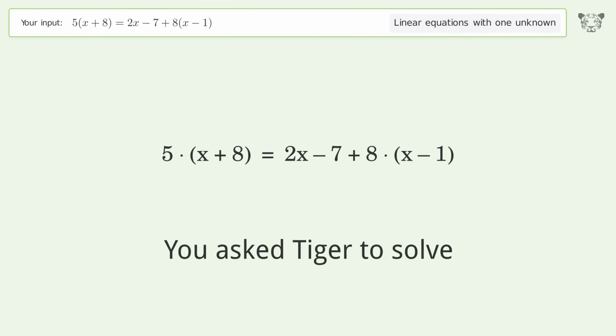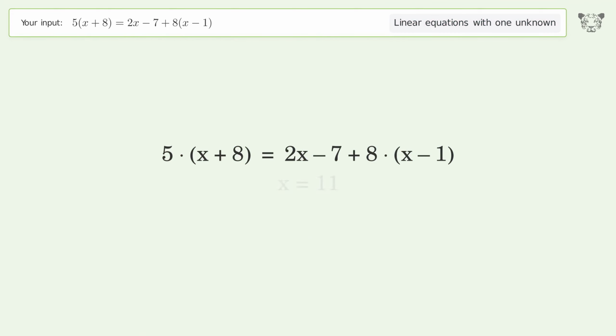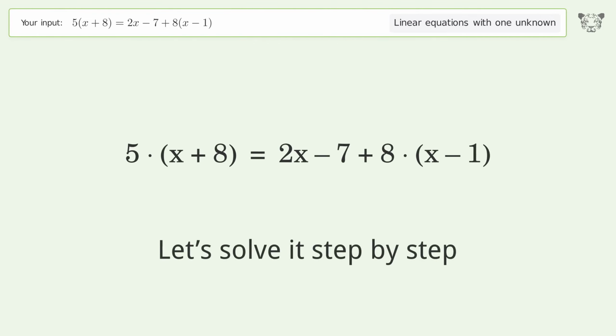You ask Tiger to solve this. This deals with linear equations with one unknown. The final result is x equals 11. Let's solve it step by step.